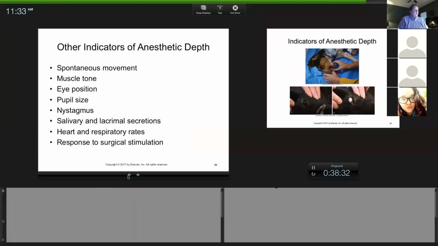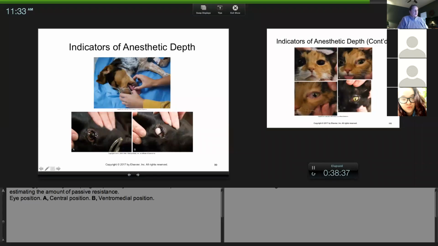Now, remember I told you eye position is huge. So here's a central eye position. This letter B is where you want to be. When you open the eye, you should see a lot of white, a little bit of the third eyelid, maybe a little bit of the pupil. But this is an eye where it's almost like they're looking at their nose.